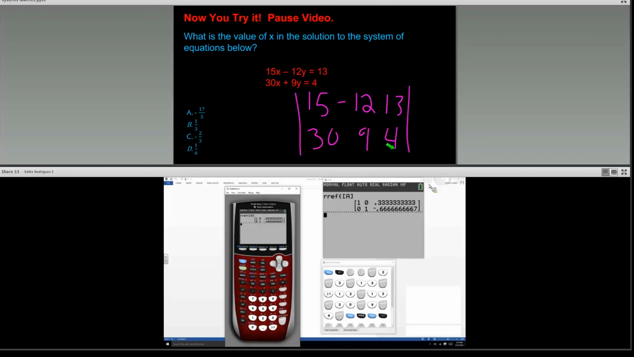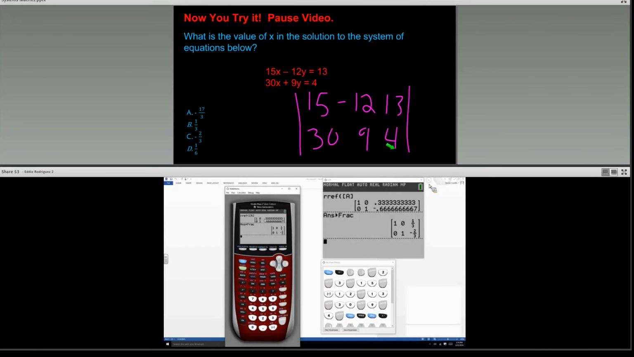the math button. And the very first choice says convert to fraction. So I'll hit enter. And then hit enter one more time. So awesome. So this tells me that my X value for my solution is 1/3, and my Y value in my solution is negative 2/3.